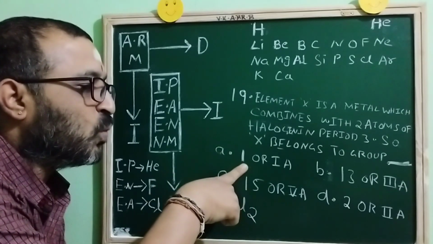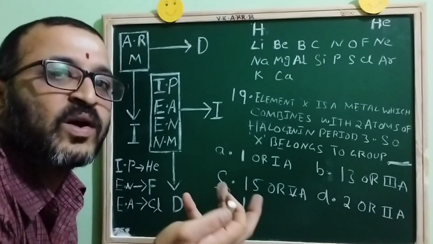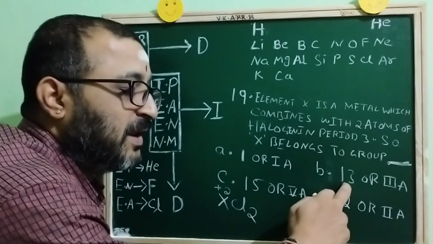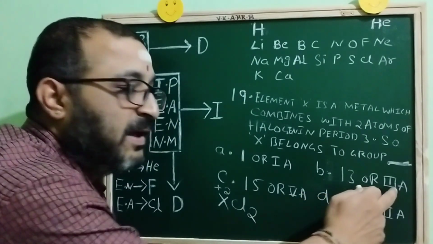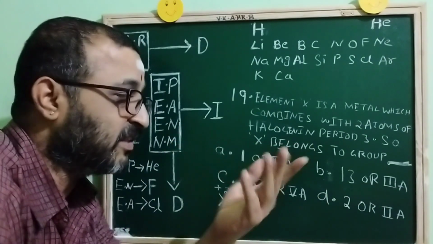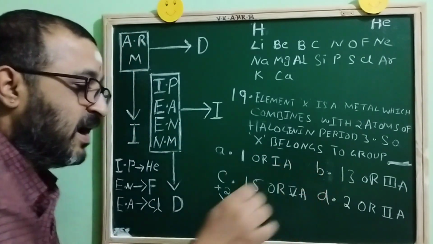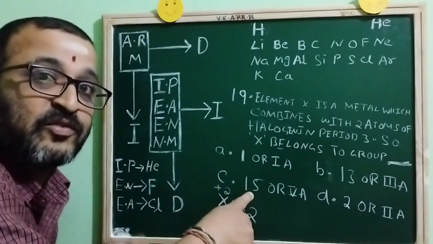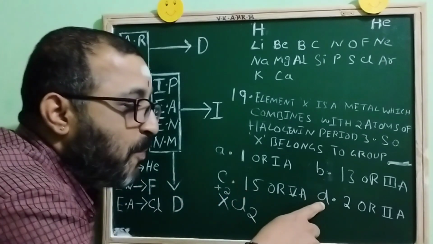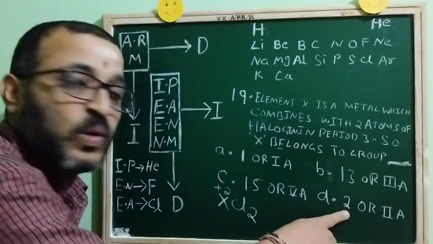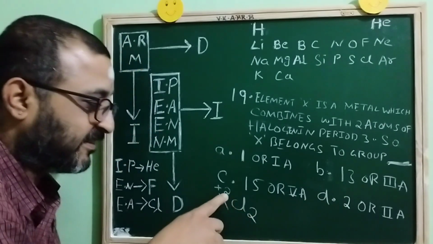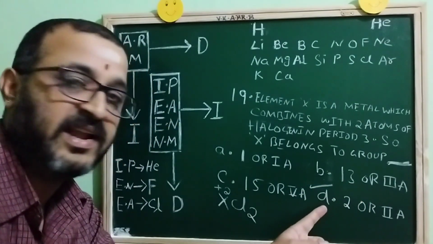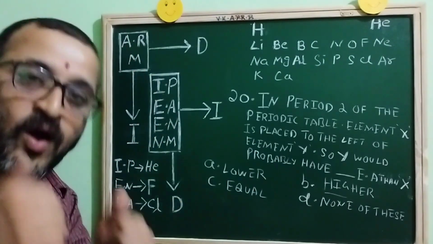Now coming to option A. This fellow has got one electron in the outermost shell. So how can it lose 2? Not possible. And this fellow has got how many electrons in the outermost shell? Group 13 means 3 electrons. So it is losing 3. So this is also ruled out. And coming to option C, 5 electrons in the outermost shell. So it is a non-metal. So option D. It has got 2 electrons in the outermost shell. Yes. So the correct answer for this question is option D. Is it clear, children?